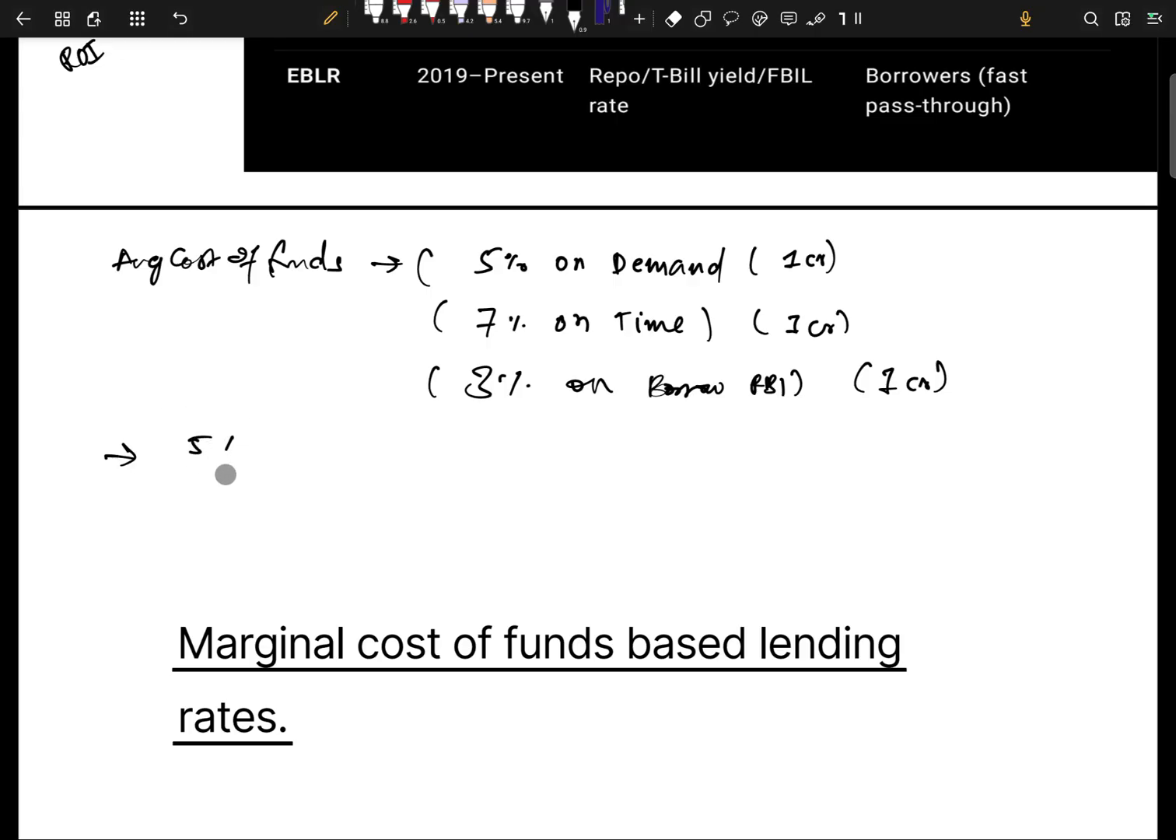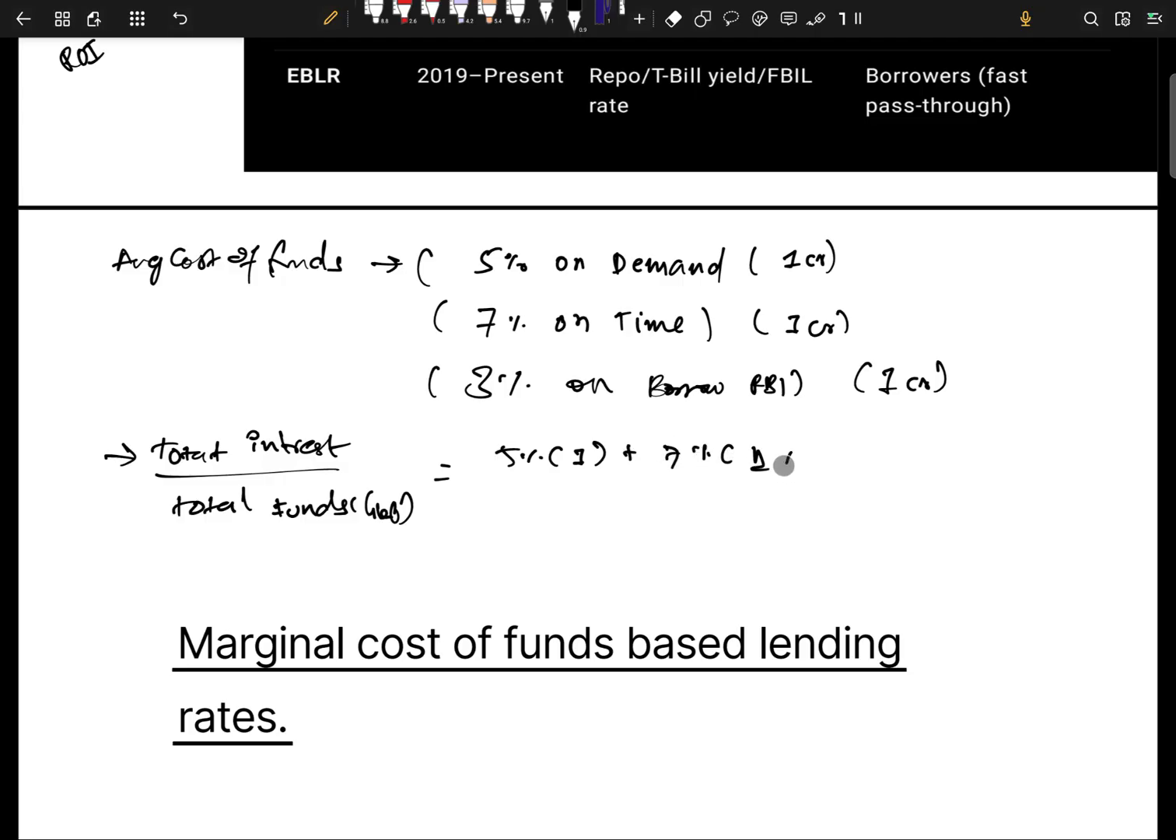It is nothing but we divide the total interest on funds by total liabilities, that is the total funds that the bank has to pay back. So what is the total interest on this? 5% of 1 crore plus 7% of 1 crore plus 3% of 1 crore, divided by 3 crores. That comes to around 15 lakhs, which is divided by 3 crores.